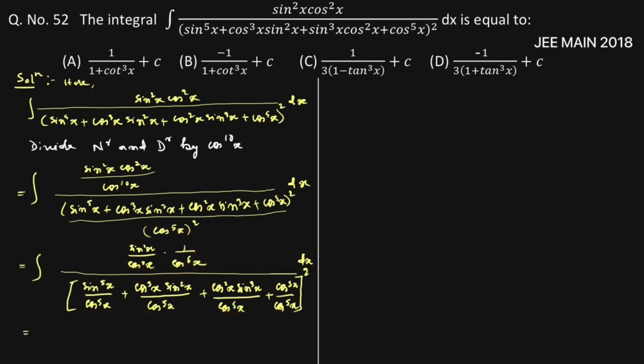The above integration we are able to write as integration of tan square x sec to power 6x divided by tan to power 5x plus tan square x plus tan cube x plus 1 whole square dx.